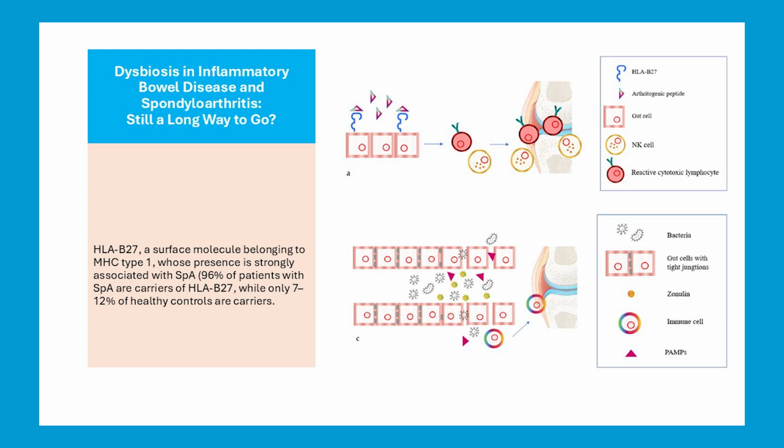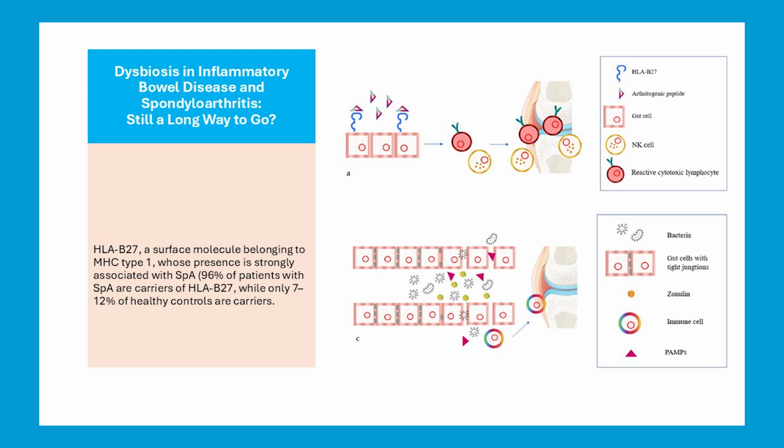In AS, the HLA-B27, that immune system component of antigen recognition, is the big genetic connection, with 96% of patients with SPA being carriers of HLA-B27, while only 7 to 12% of healthy controls are carriers. That's a huge difference, but let's put that in a different context. Only 5% of the HLA-B27 carriers will develop AS at some point. So that means that to have that genetic predisposition is in no way a guarantee that you will go on to develop AS. It's like Crohn's disease.